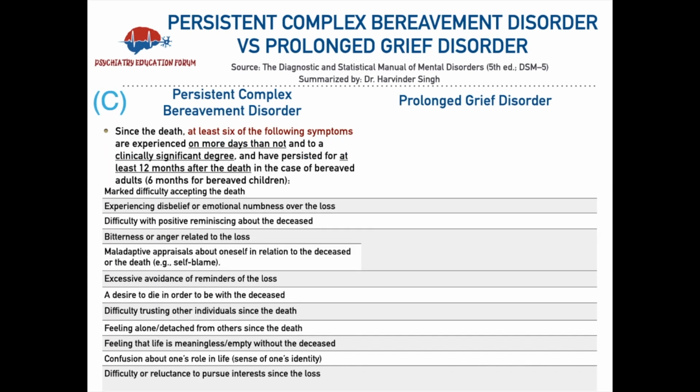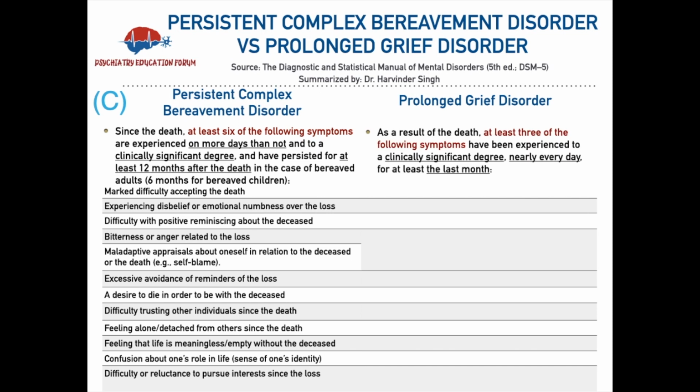Let's see if we see any difference with criteria C here. We already talked about persistent complex bereavement disorder. Let's see what prolonged grief disorder criteria C looks like. So here the criteria C says that as a result of the death, at least 3 of the following symptoms are present to a clinically significant degree nearly every day for at least the last month. Again, at least in the last month. Very important thing, and also the number of symptoms has gone down here. In persistent complex bereavement disorder, it was at least 6 of the following. Here it's at least 3 of the following. And I will say that the symptoms themselves have also gone down. So I will go over the symptoms now and compare them with persistent complex bereavement disorder.